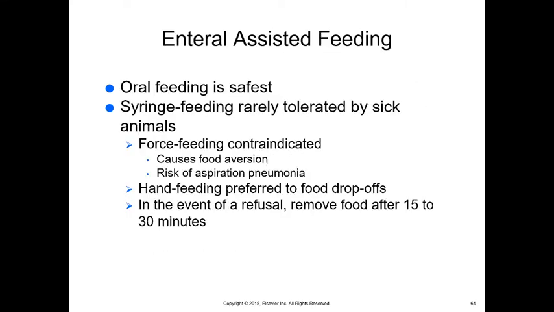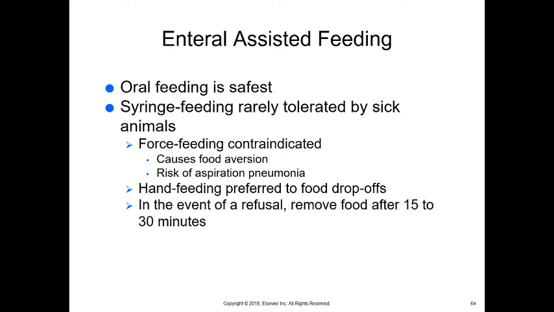When we're talking about assisted feeding, it means typically that we're forcing food into their system at some point. If we can get them to eat on their own, that's the safest. We're not going to create a point at which they may aspirate their food. Syringe feeding is rarely tolerated by sick animals because it can cause them to be aversive to that type of food that we want them to eat, and we increase the risk of aspiration pneumonia.